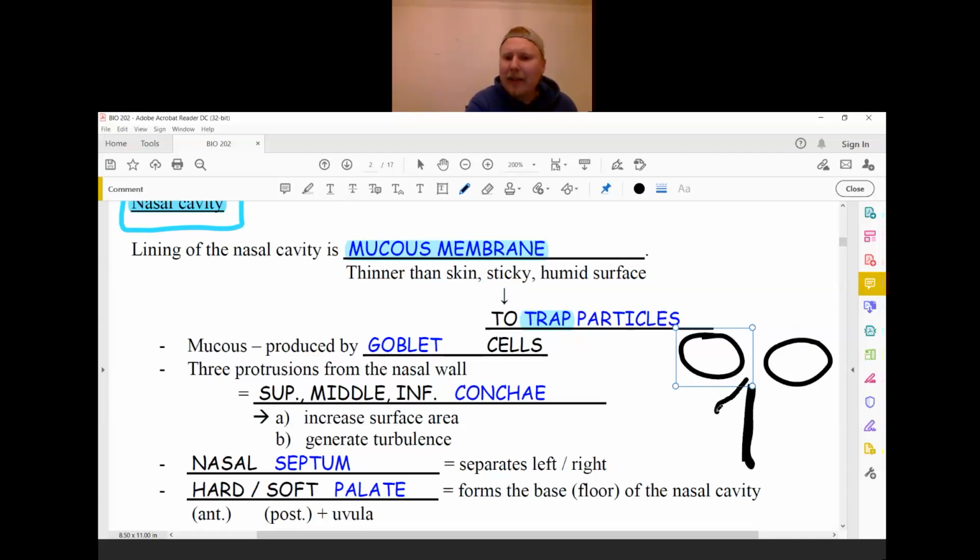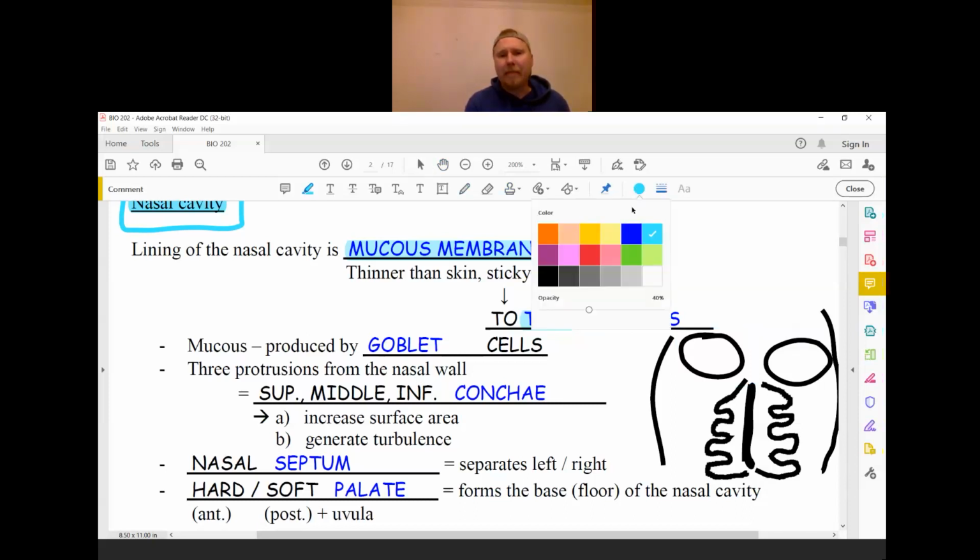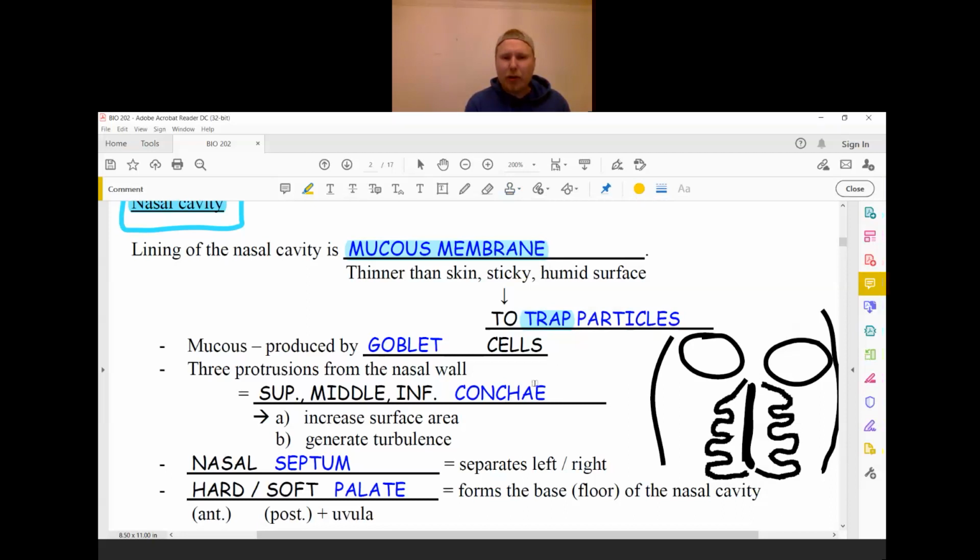Then in the nasal cavity, we've got these protrusions, three of them coming out from the wall of the nasal cavity. These protrusions have a particular name and a role in the process as well. These are known as the conchae. Conchae are simply protrusions from the lateral wall of the nasal cavity. Let's add them to our diagram here.